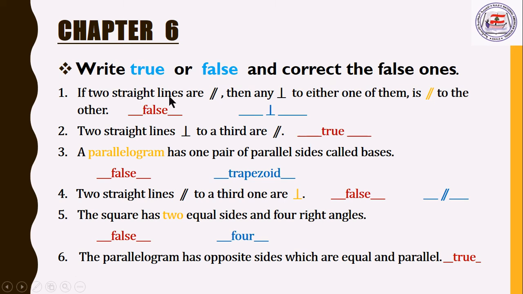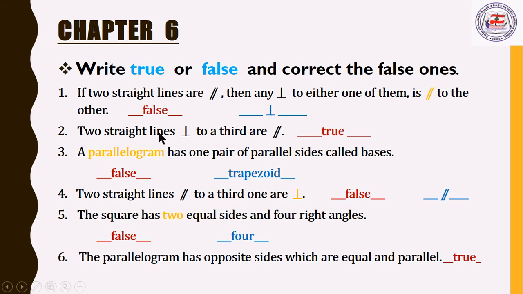If two straight lines are parallel, then any perpendicular to either one of them is parallel to the other. Remember, if we have two straight lines that are parallel, then any perpendicular to one of them will continue and be perpendicular to the other one, not parallel. So this is false. This one, parallel, must be perpendicular.